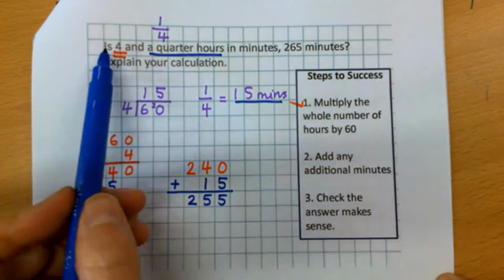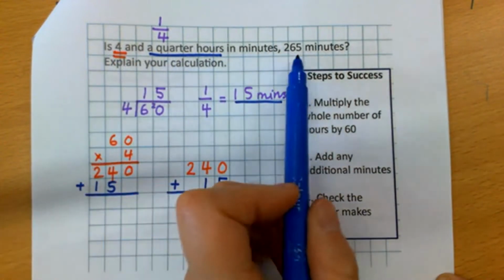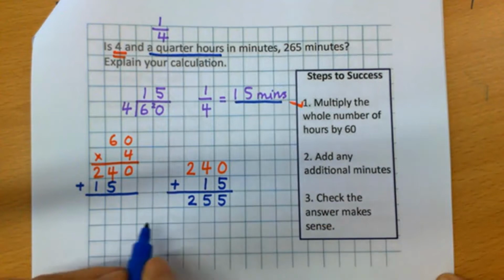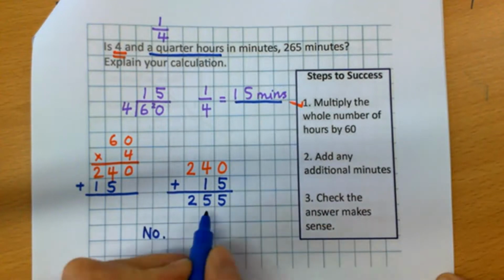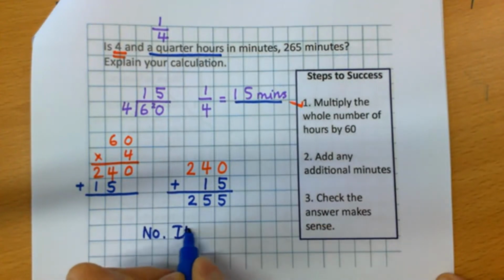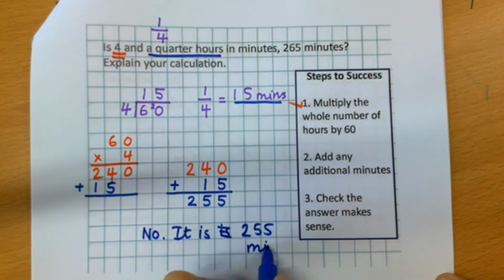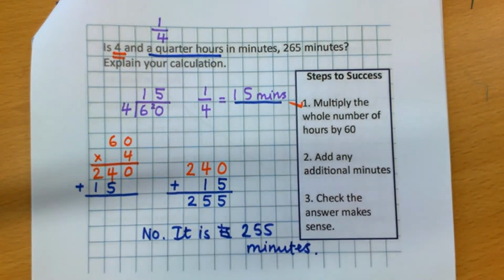So let's read the question. Is 4 1/4 hours in minutes 265 minutes? No, it isn't, because it is 255 minutes. Oh, it is, sorry, 255 minutes. Okay.